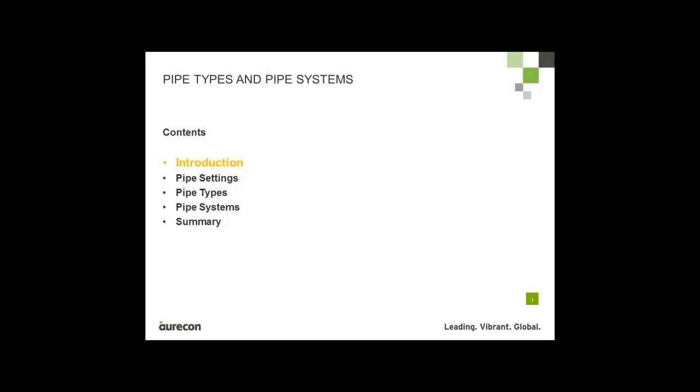Introduction. Revit offers tools for designing pipes and pipe systems. It is crucial to understand how to set up pipe types and pipe systems properly. This will allow the design tools to work reliably according to standards and other requirements. This module will be introducing the setup and properties for different pipe types and pipe systems.